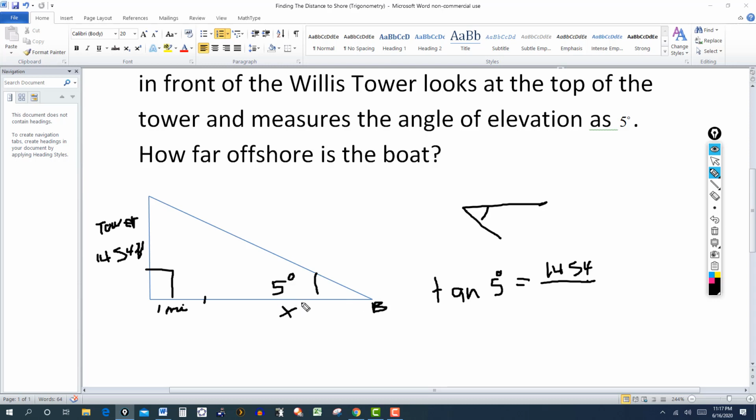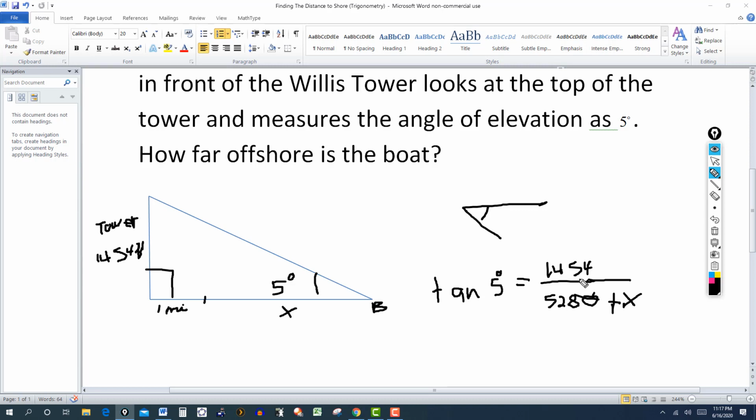And we want the units the same. We got this side over here in feet. This is 1 mile, and I'm going to say everything in feet. So 1 mile is 5,280 feet, plus x in feet. So using the definition of tangent, we have an equation. We simply solve this equation for x.